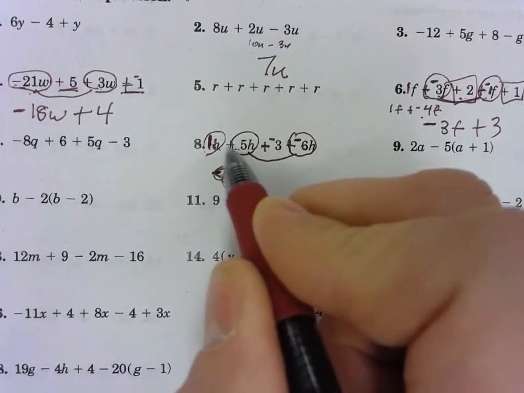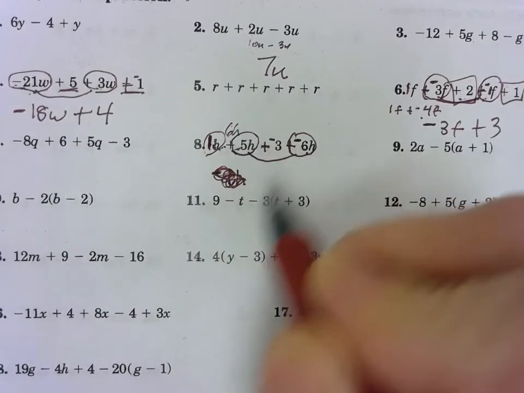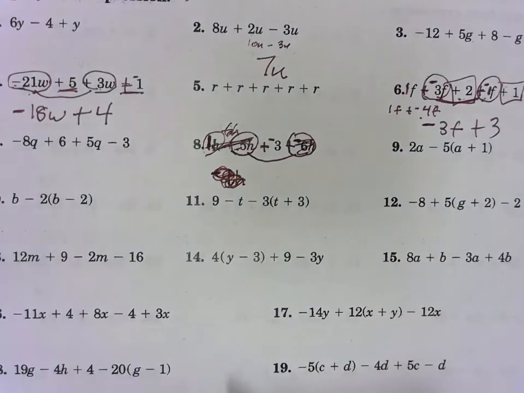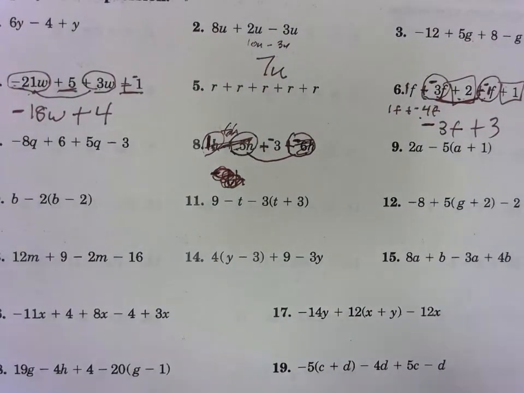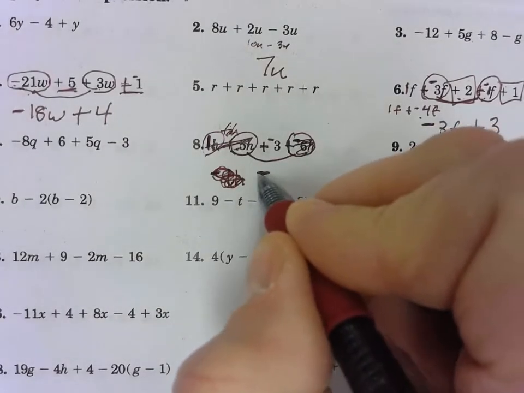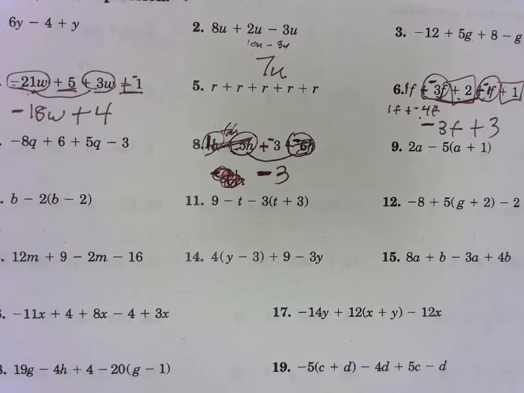Or you could put those two together to start with if you wanted to, and say that's 6h and 6h and negative 6h. They all cancel out. So don't write down 0h, okay? Don't write down 0h. It's just 0. It's gone. They disappear. They're canceled out. So the only thing you got left is the negative 3. Okay, so for number 8, it is just negative 3.